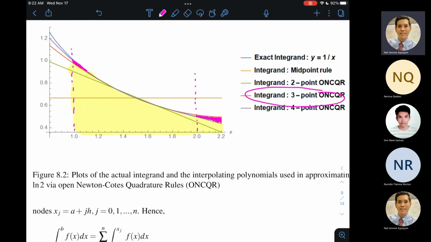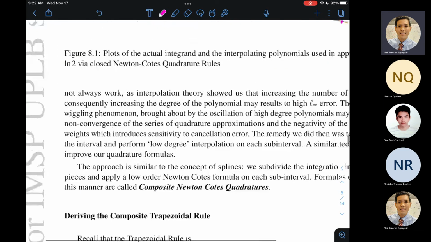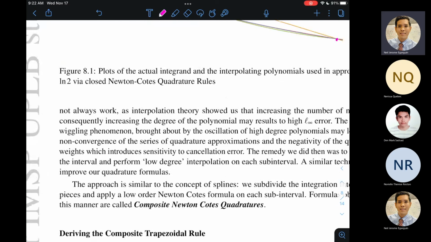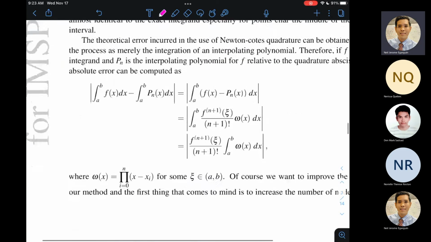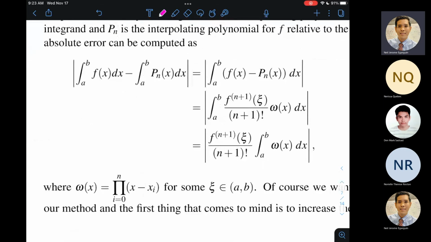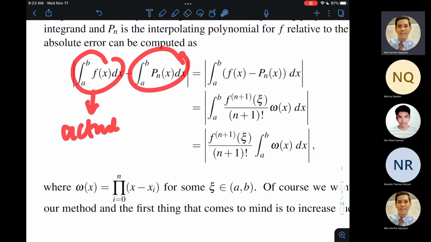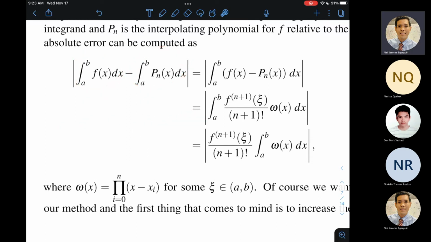If you let me borrow 3 more minutes, tingnan natin yung error. At tingnan natin kung paano na i-inherit ng integration formula yung error mula dun sa interpolatory polynomial. Okay, mabilis lang naman to. Alright? So kung kukompute natin yung error dun sa integration formula, so we'll get the absolute difference between the actual value and the approximate. Okay? Kunin natin yung absolute error.